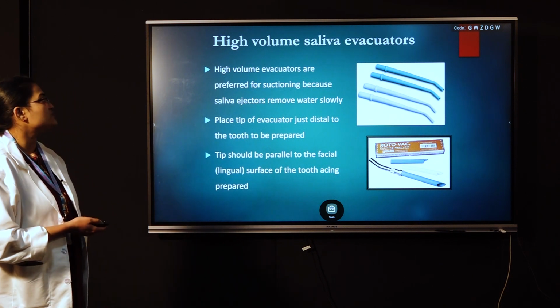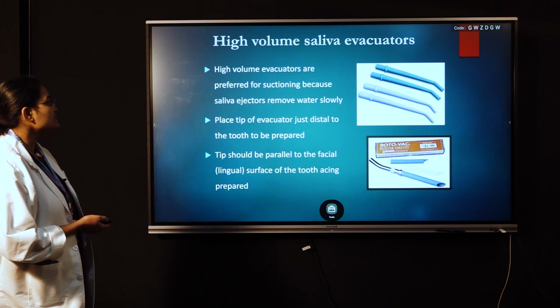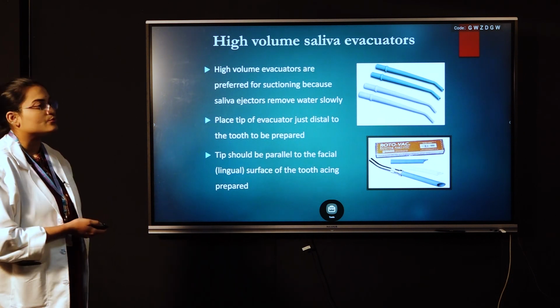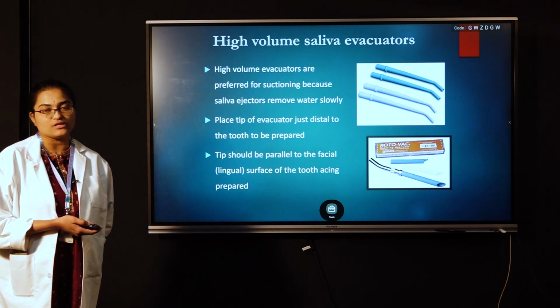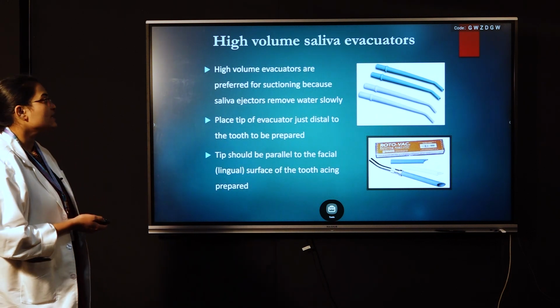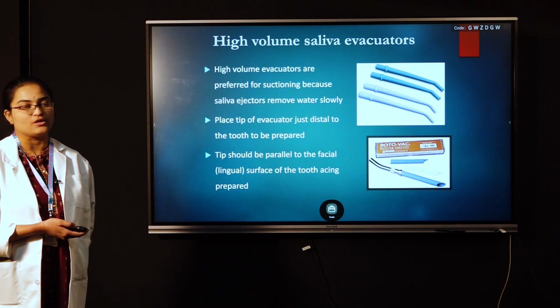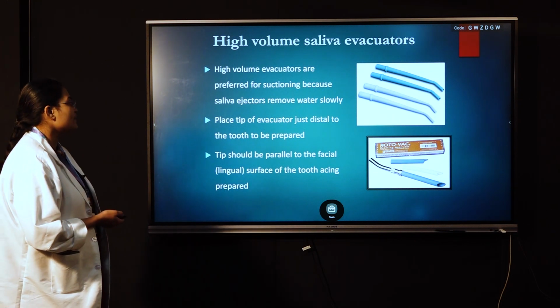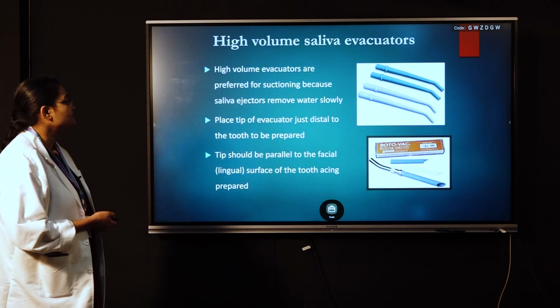These are preferred for suctioning because they remove the water slowly, and you place the tip of the evacuator just distal to the tooth. In any case when you are doing cavity preparation or any other treatment, the place where the saliva evacuators are placed is right distal to the tooth involved. The tip should be parallel to the facial or the lingual surface of the tooth being prepared.